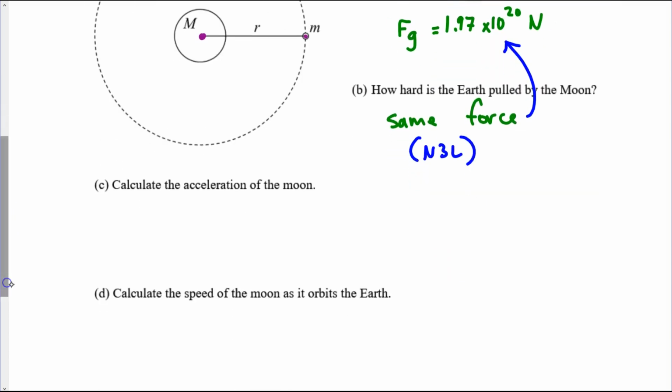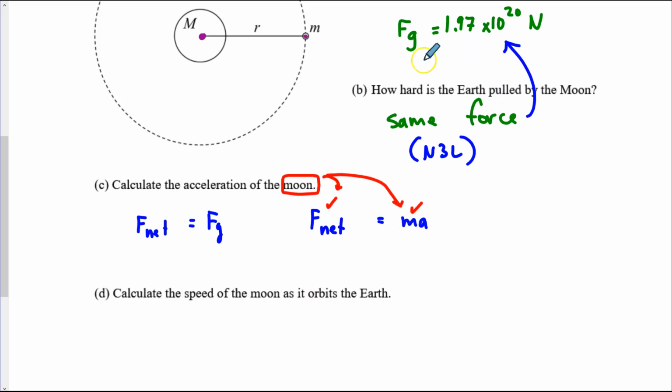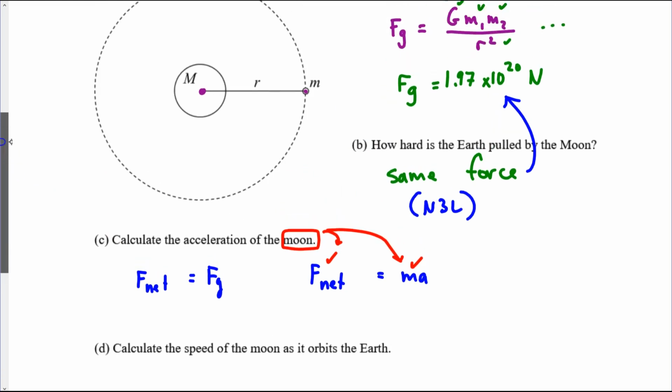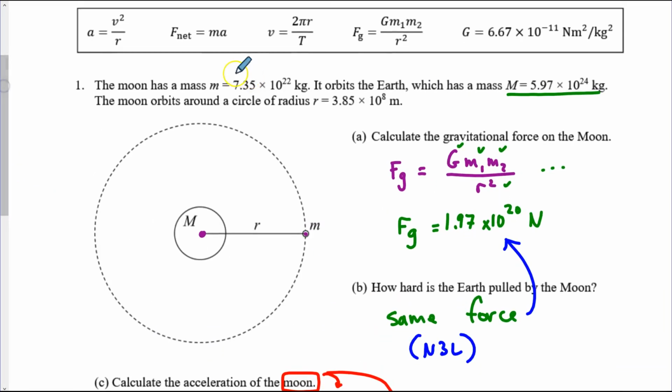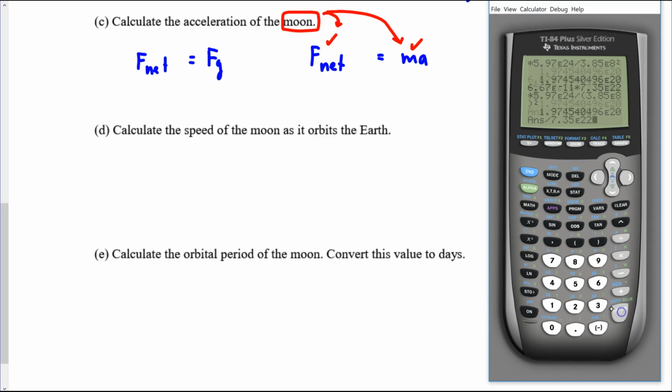To find the acceleration of the moon, well, we know the net force is equal to the force of gravity. But we also know net force equals mass times acceleration. So plug in the net force on the moon, plug in the mass of the moon, not the Earth, the moon's mass, the smaller value, and that's going to be the 7.35 times 10 to the 22. This is 10 to the 24. This is bigger.